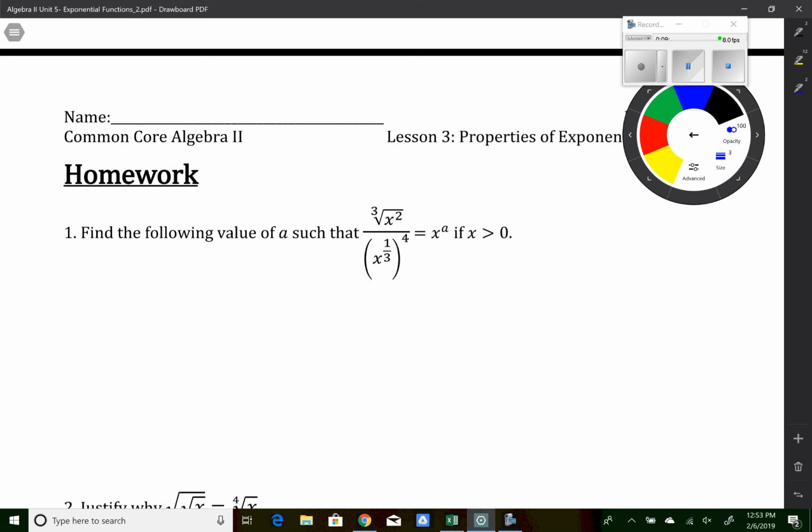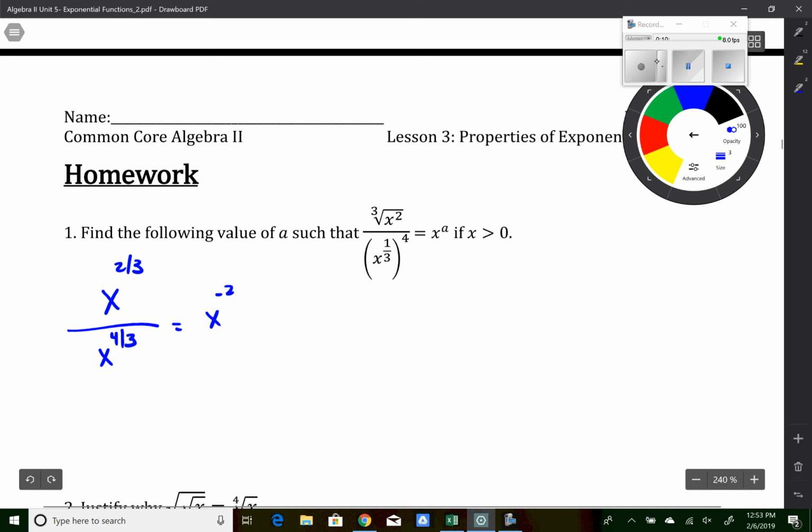So the first thing in the homework I notice, right, I want to rewrite things as exponents. So I have x to the 2/3, right, exponent over root, divided by power to power, so that's going to be x to the 4/3. 2/3 minus 4/3 is negative 2/3. And we don't want negatives, so I'm going to make that 1 over x to the positive 2/3.